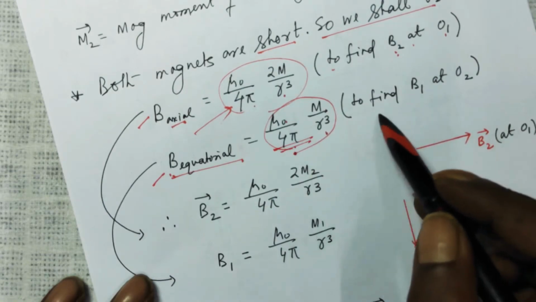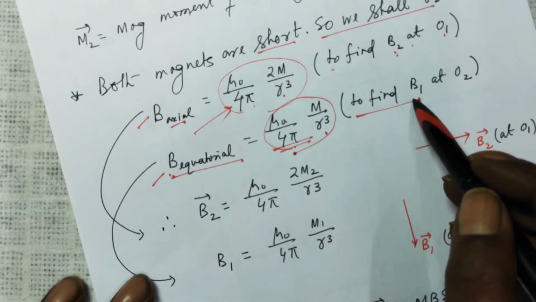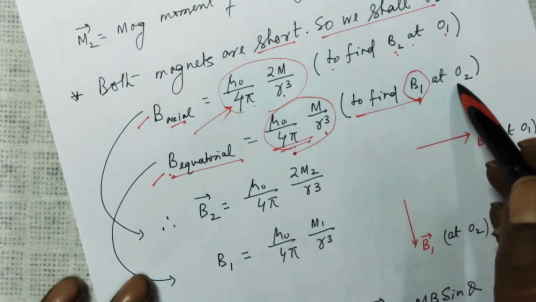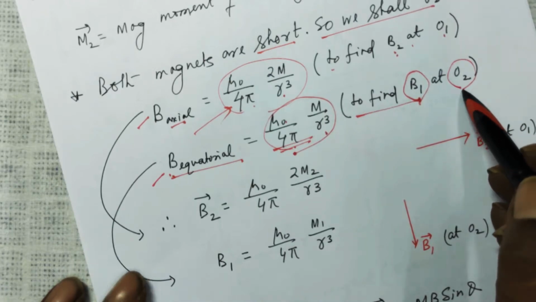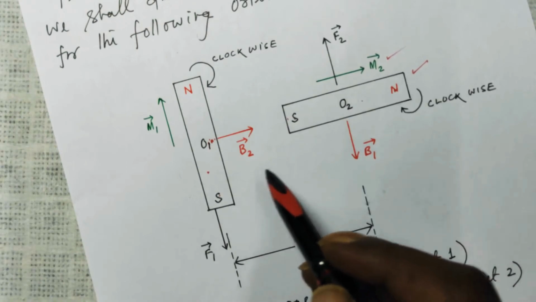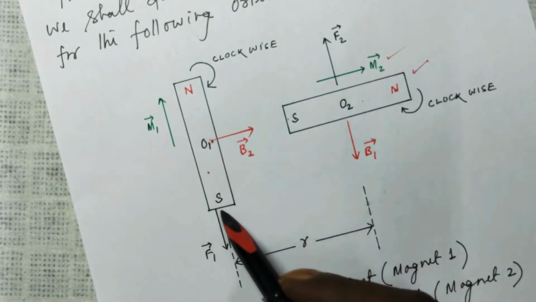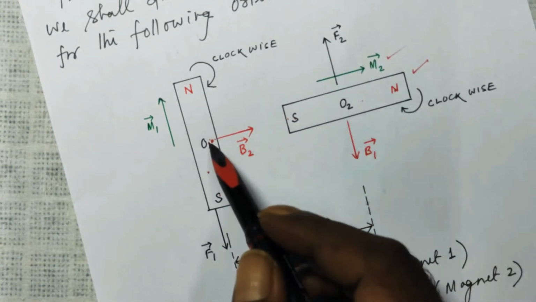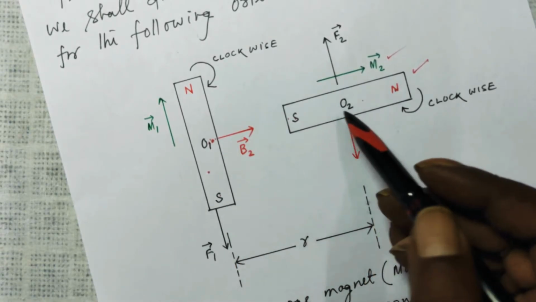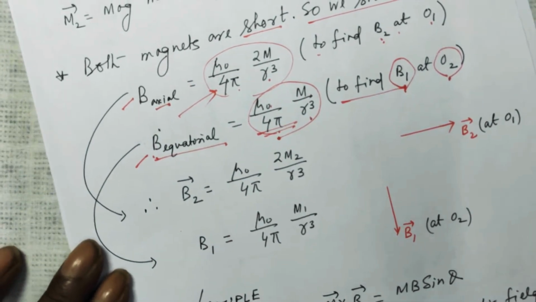We will use this expression to find the magnetic field B1, that is, the magnetic field due to the first magnet at point O2, which is on the equatorial line of the first bar magnet. Look, the point O2 is on the equatorial line, at a distance r from its center. So we will use this expression to find B1.